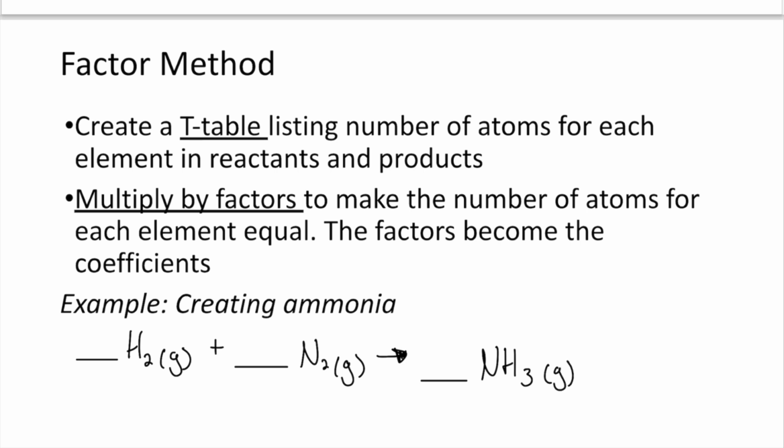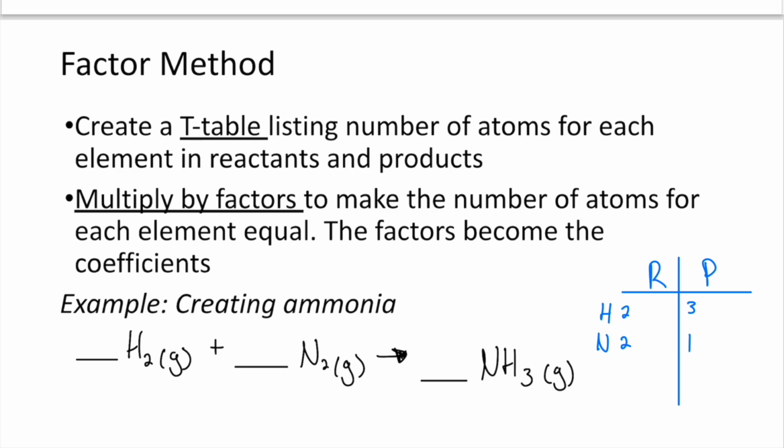So I'm going to make a T-table off to the side. So here's my T-table. The left side is for reactants, the right side is for products, and then I'm going to list my elements along the outside. So I've got hydrogen and nitrogen atoms. And I'm going to start by listing how many I have on each side. In the reactants, I've got 2 hydrogen, 2 nitrogen. In the products, I have 3 hydrogen and 1 nitrogen.